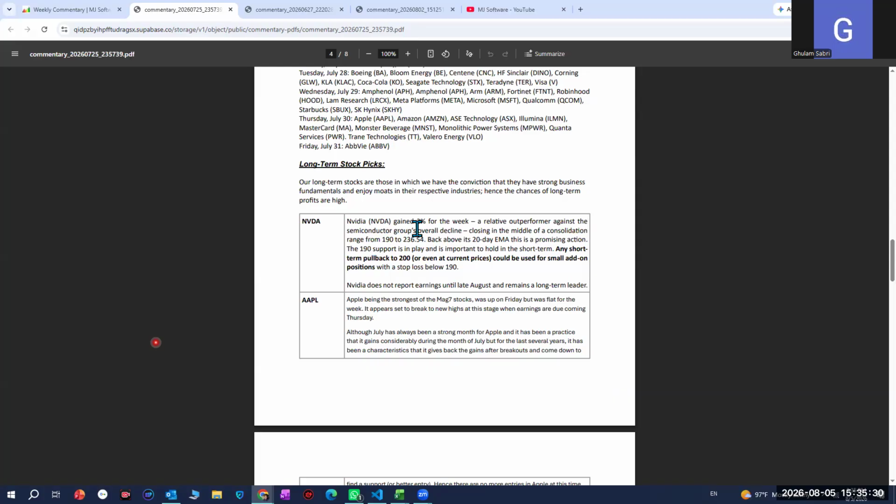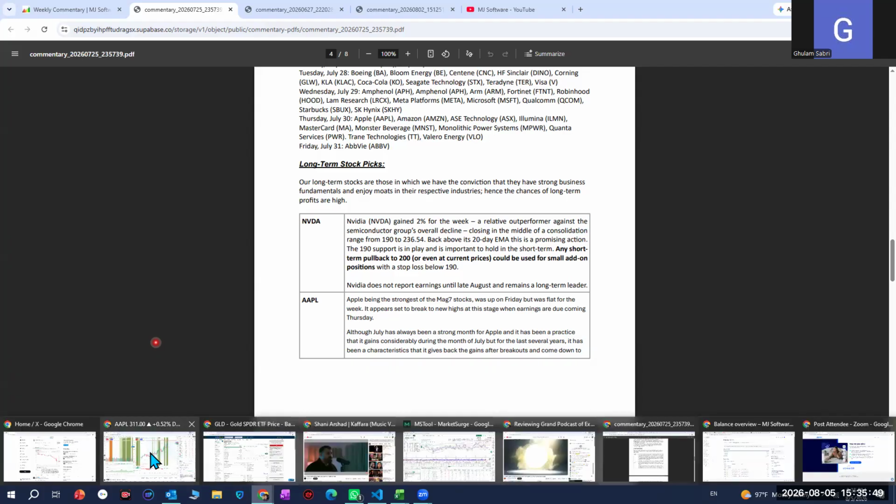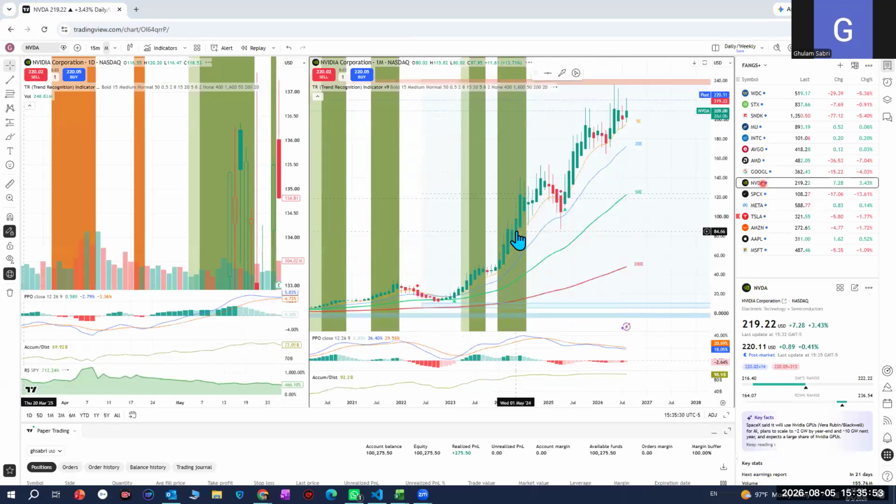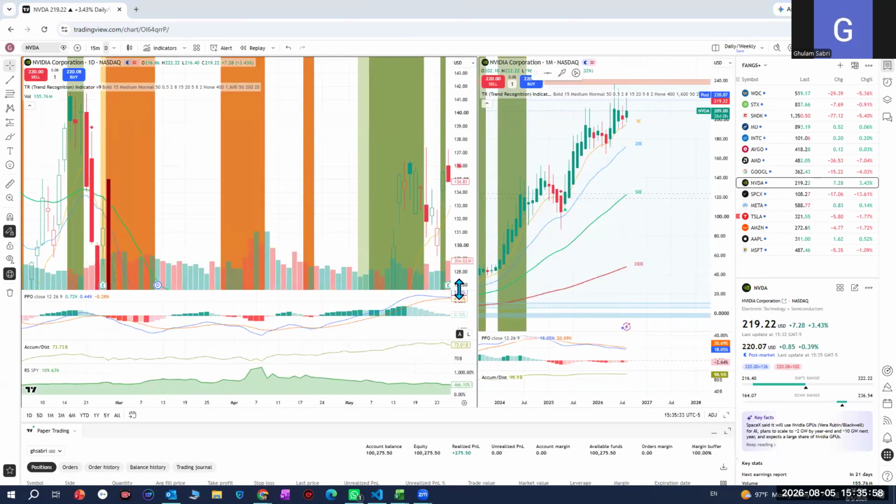That NVIDIA, although it has gained 2%, any short-term pullback to 200, the 190 support is in play and is important to hold in the short term. And this pullback to 200 or even at current prices could be used for a small add-on position with the stop loss below 190. Okay? Very quickly, go back to the tech chart again, change it to NVIDIA, and see what happened to NVIDIA here.